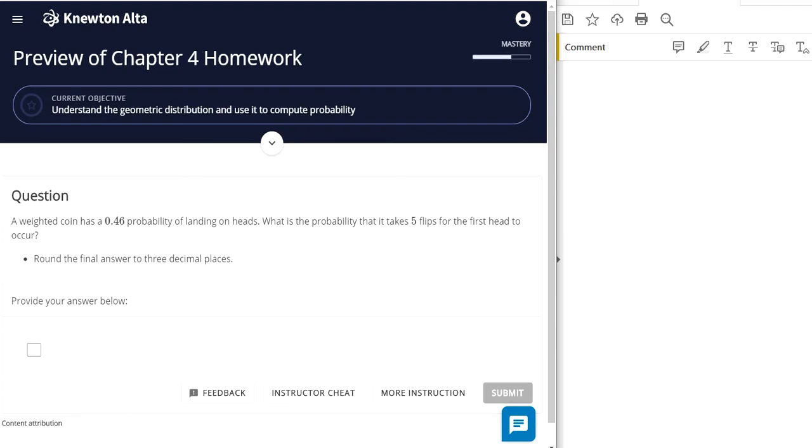Okay, so we've got a weighted coin. It has a probability of 0.46 of landing on heads. What's the probability that it takes 5 flips before the first head occurs?